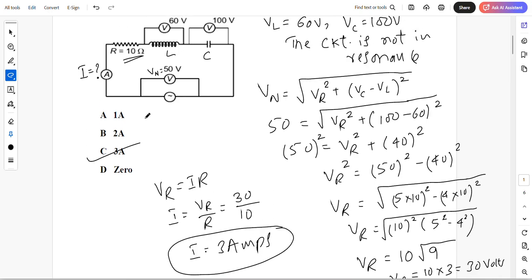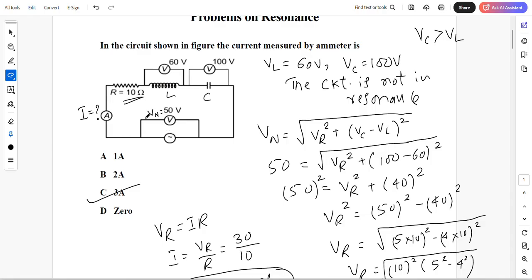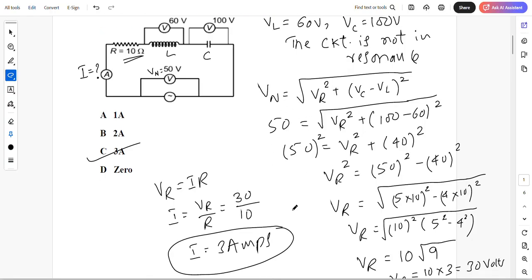Hope you understood this. Very easy sum, provided you check whether the circuit is in resonance or not. If it is in resonance, Vn will be equal to Vr. Since this is not in resonance, you have to use this normal formula.